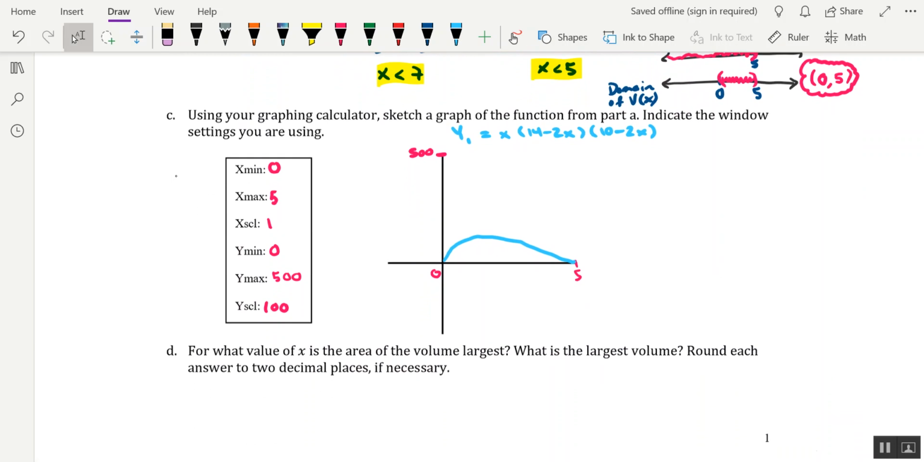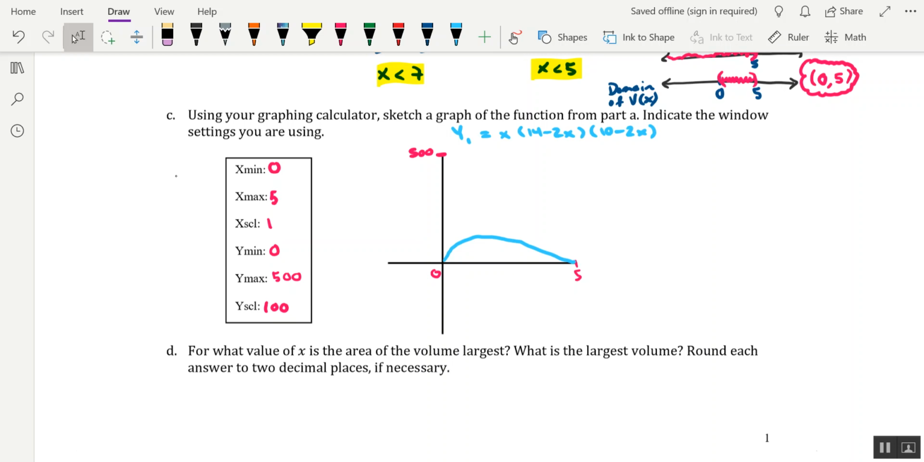Part D is an extension of part C, though. It says, for what value of x is the area of the volume largest? What is the largest volume? Round each answer to 2 decimal places if necessary. I think there's kind of a flaw in the first question. Basically, we're trying to figure out where the maximum value on this graph is. So we want to know what the x value is, and we also want to know what the maximum is.